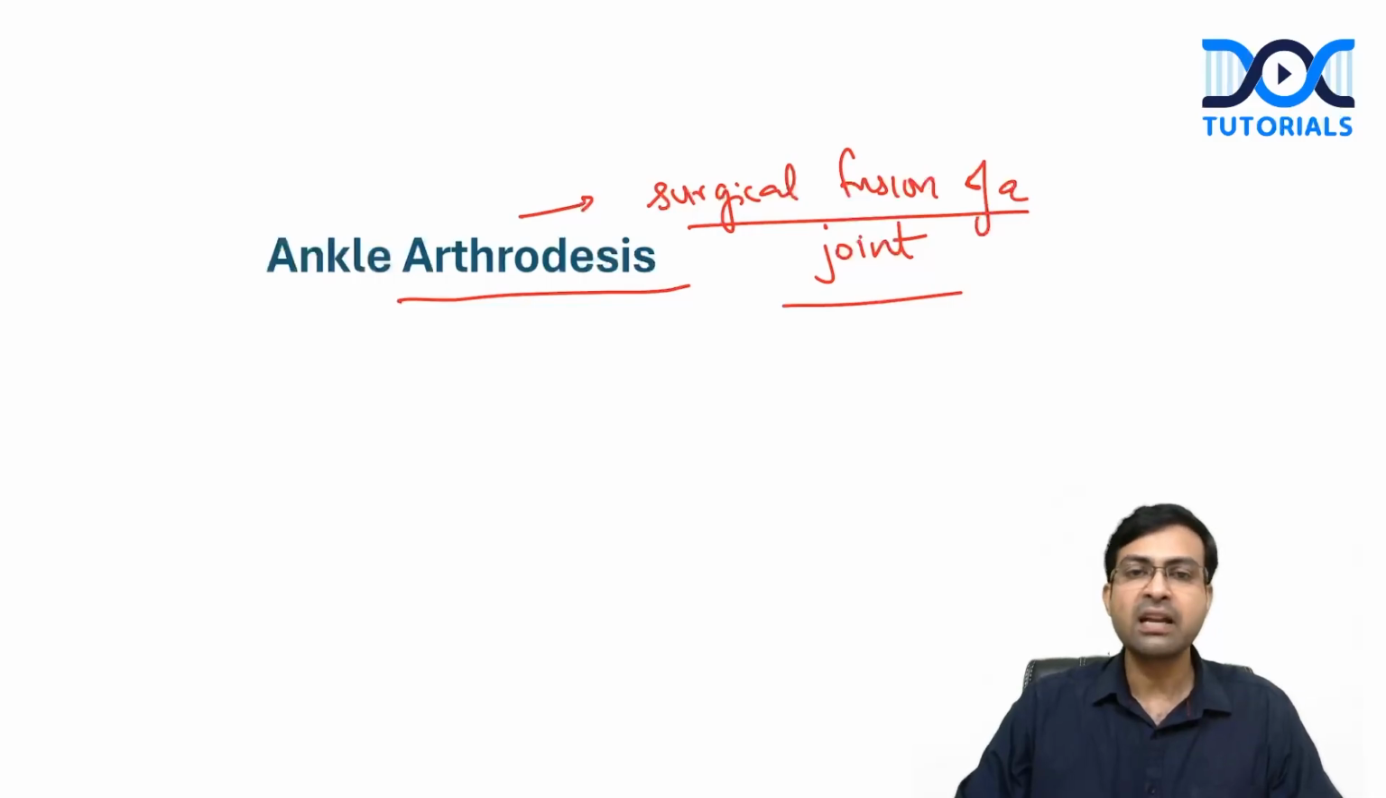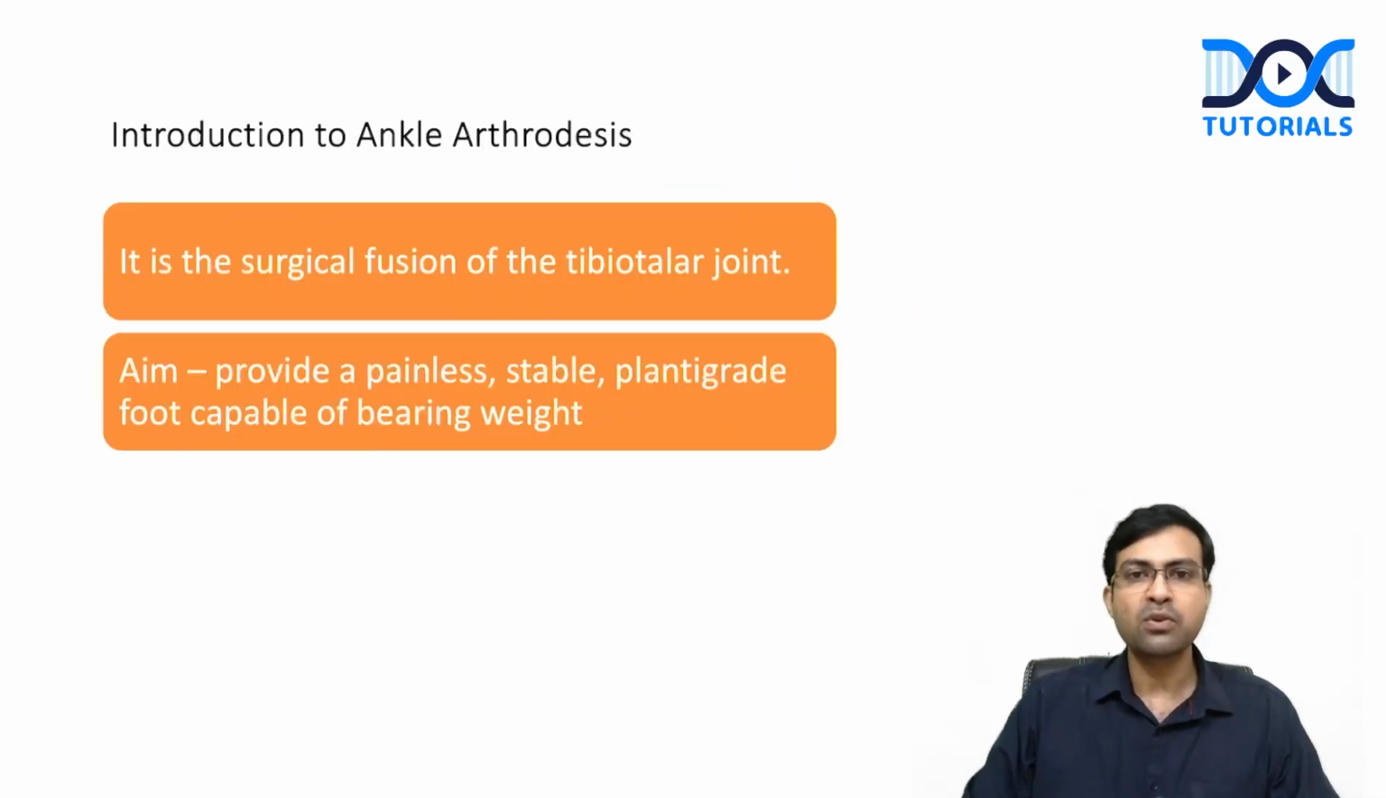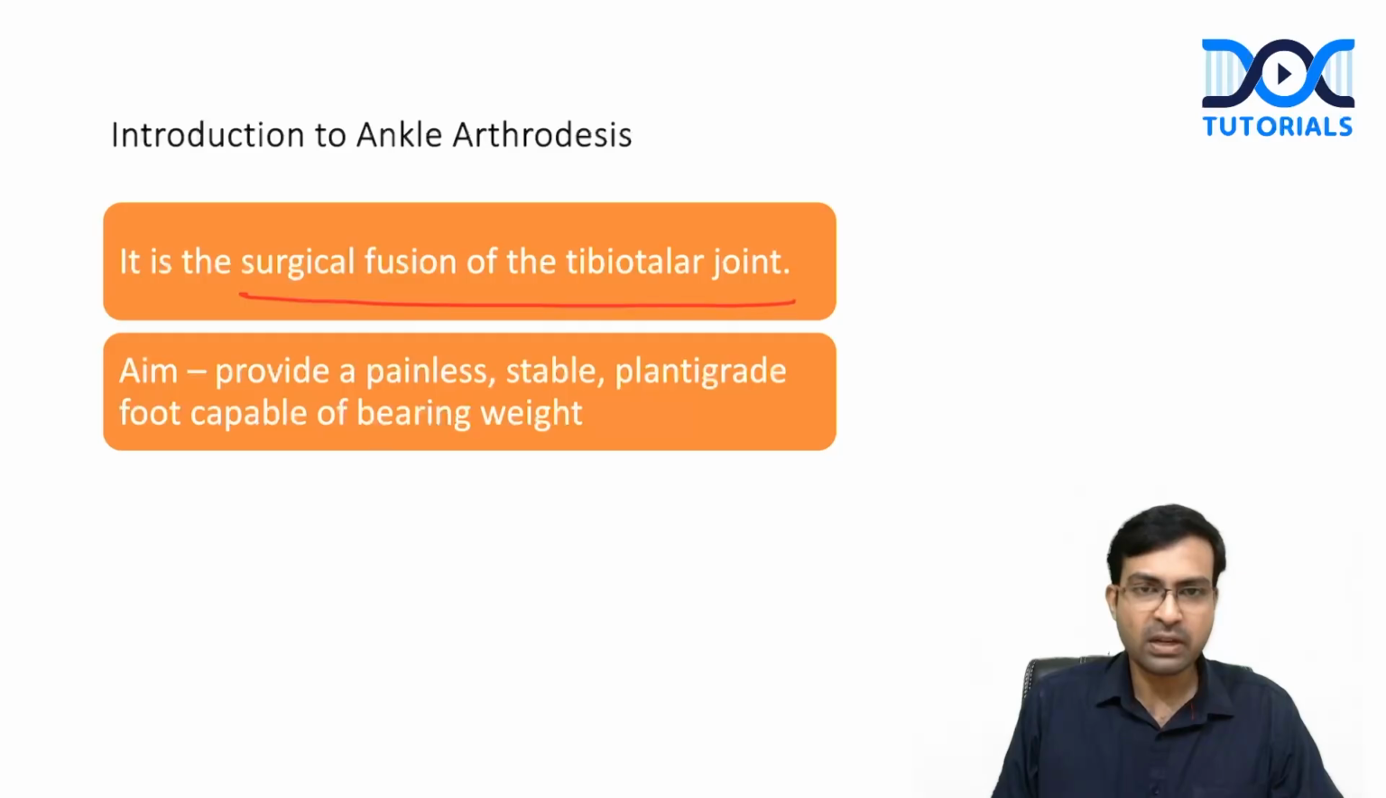Nowadays, though, we are slowly moving away from arthrodesis and trying to do arthroplasties instead. But even then, there are certain instances where arthroplasty is not possible at all, and in those situations, we will definitely have to do arthrodesis. So, what is arthrodesis of the ankle? It is the surgical fusion of the tibio-talar joint.